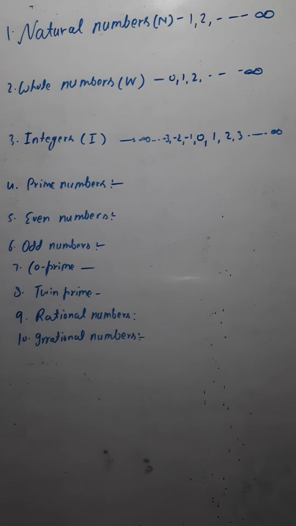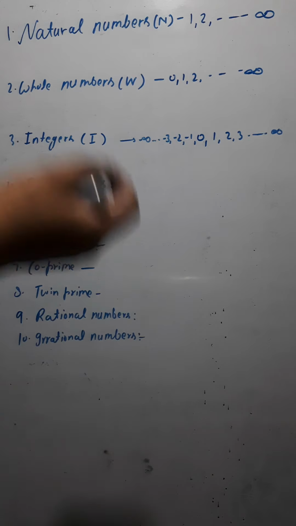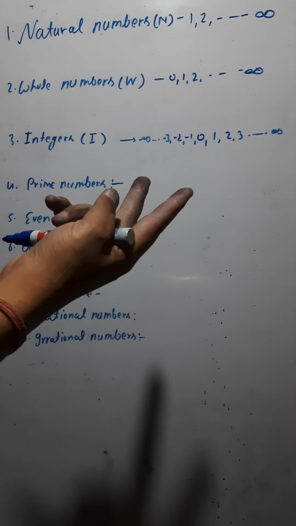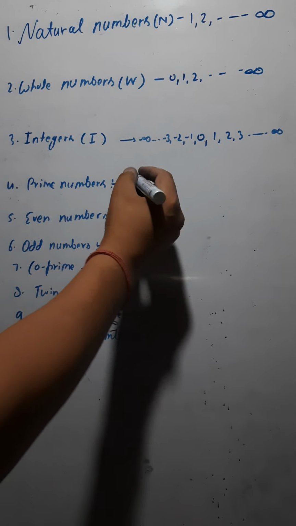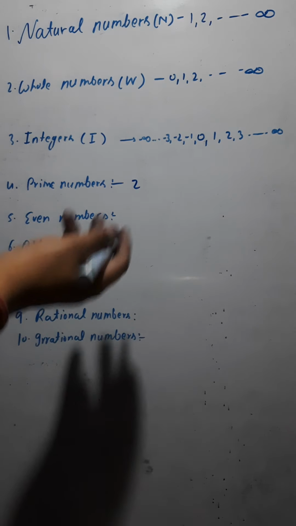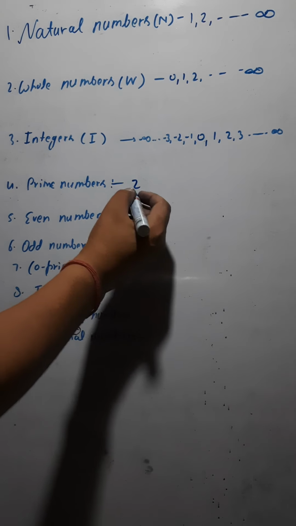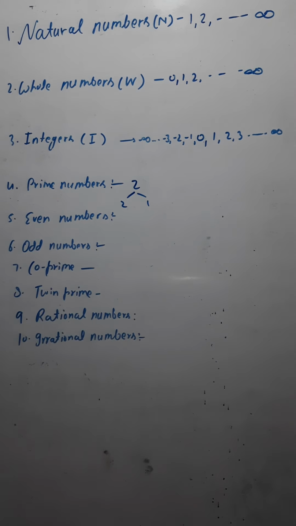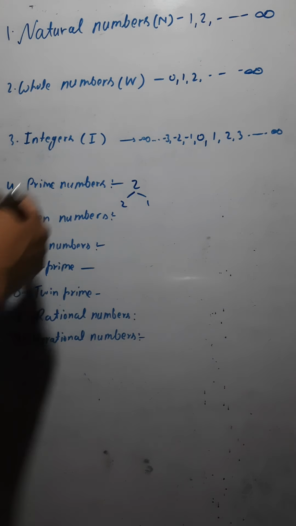Now the next one is the prime number. A prime number means a number which has only two factors, the number itself and 1. Like if I say 2, this 2 has only two factors, it is divisible by 2 and by 1. Only these two numbers divide 2. So 2 is a prime number.